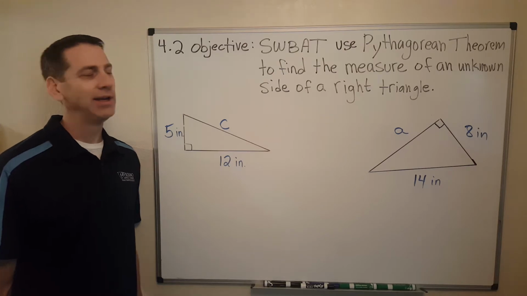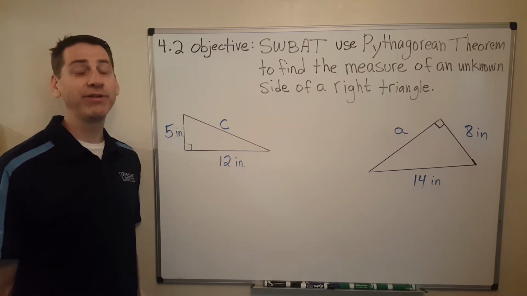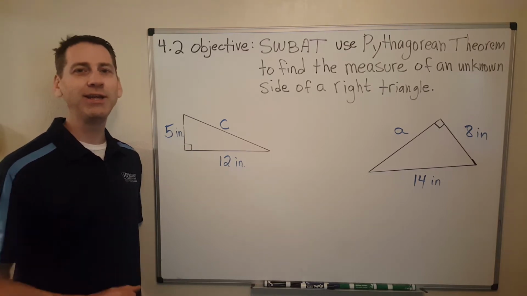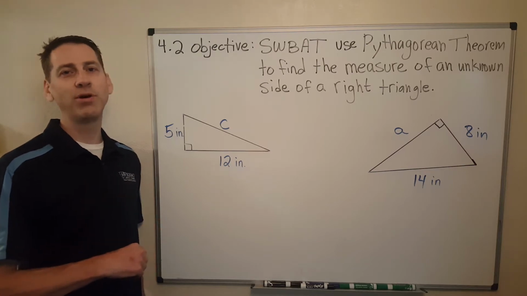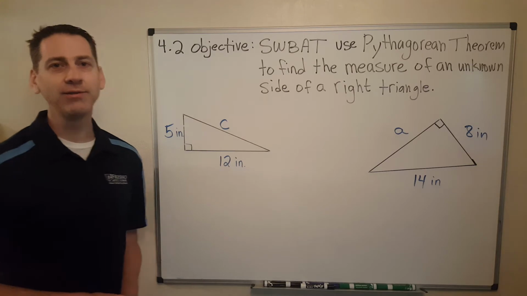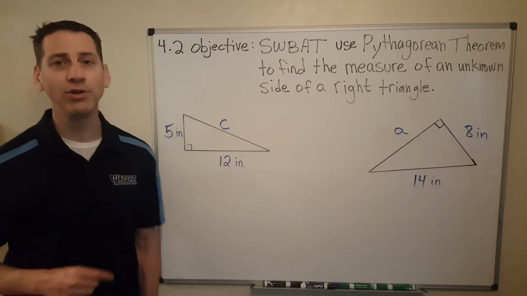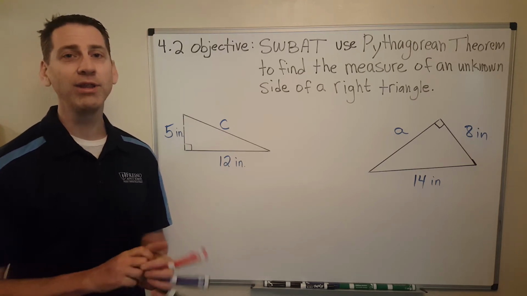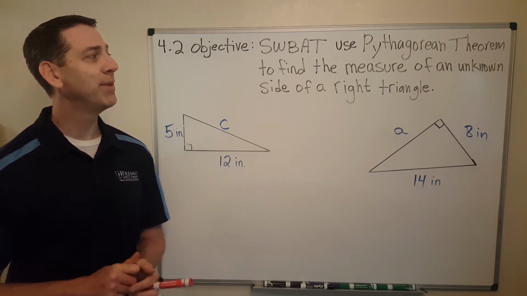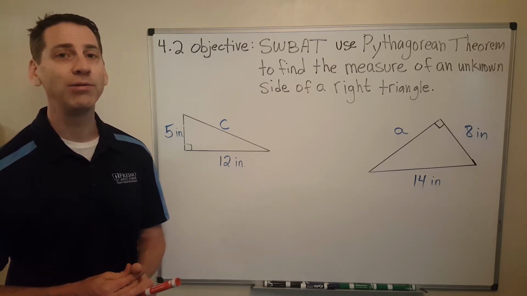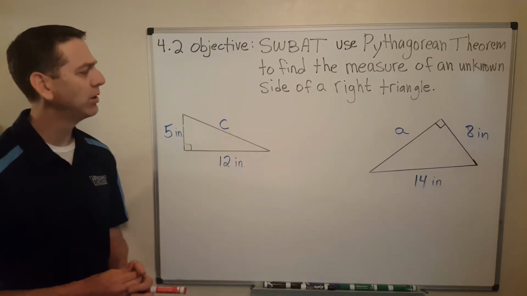Hey, today we're going to be looking at a very important theorem that will help you in a lot of different applications, not only on the GED, not only on tests, but also in real life. Alright, so today our objective in Unit 4, Lesson 2 is that students will be able to use the Pythagorean Theorem to find the measure of an unknown side of a right triangle. All right, so that's our goal today.